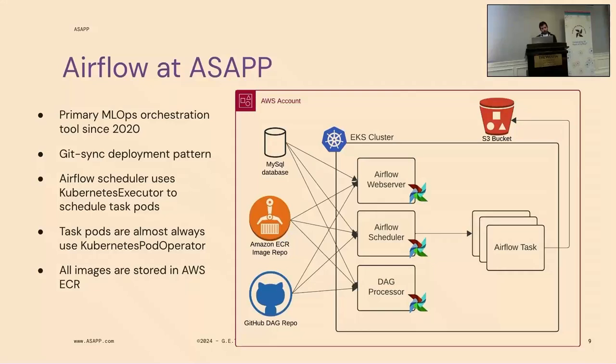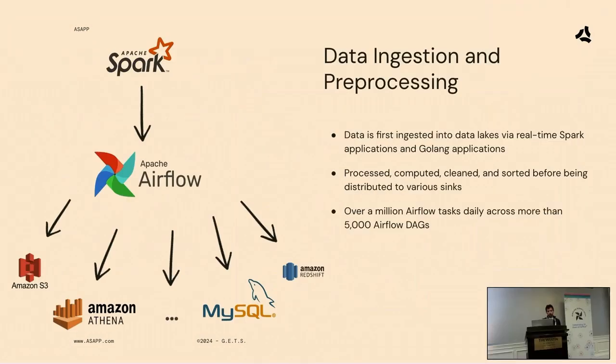So this is a simple diagram. This is what it looks like at ASAPP. We are heavy users. We are on EKS in AWS, and we are using ECR for our images, Git sync, GitHub DAG repos, Aurora RDS, and S3 is our great intermediate plane. We are heavy users of the Kubernetes executor and Kubernetes pod operators. And I think all our DAGs post 2.1 are off Celery for our scale.